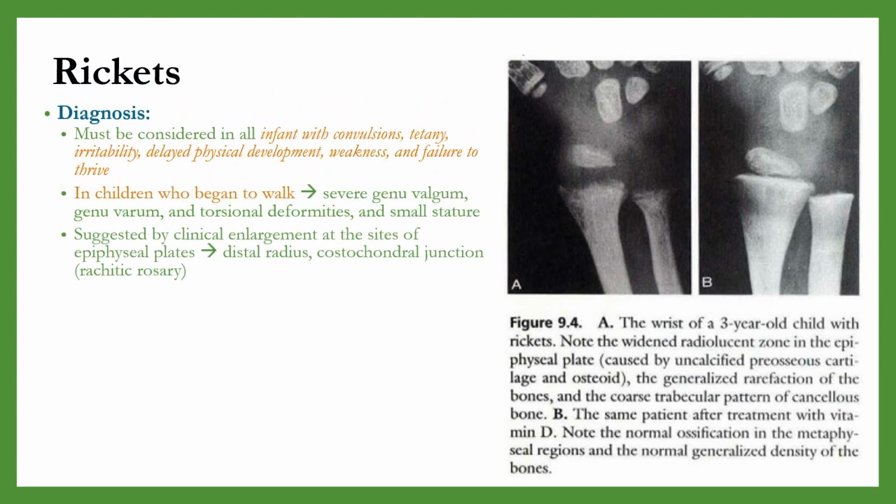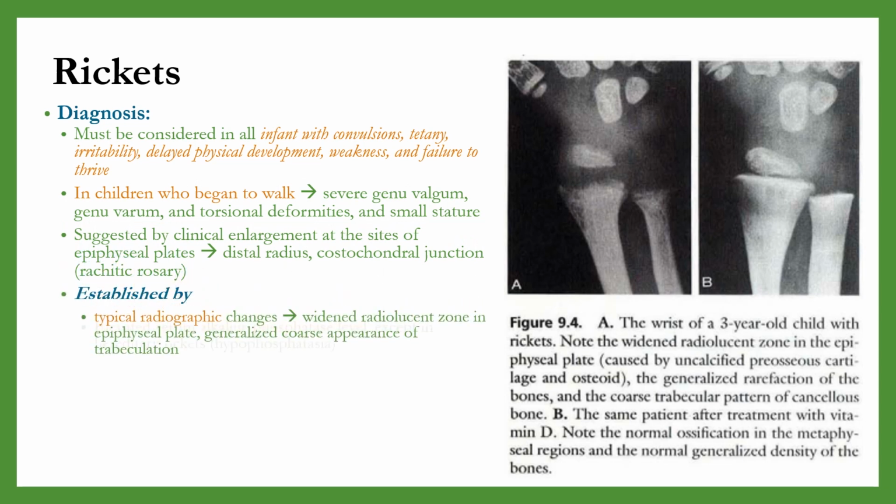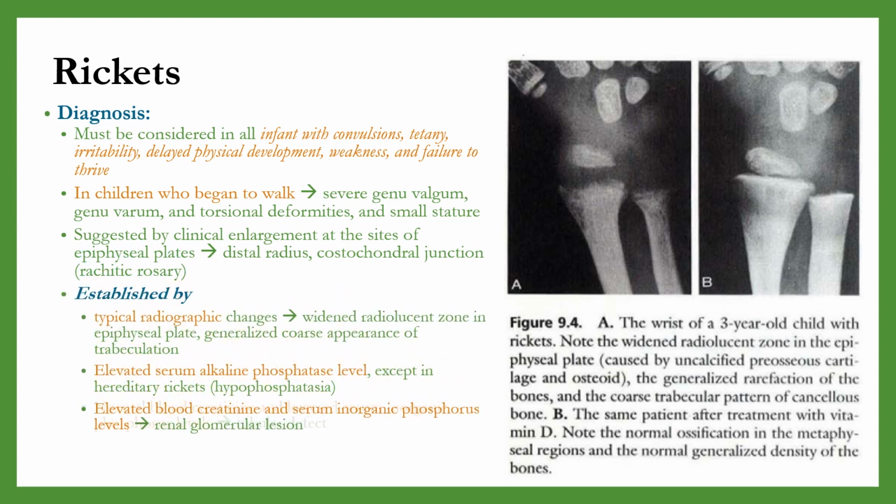Diagnosis of rickets must be considered in all infants with convulsions, tetany, irritability, delayed physical development, weakness, and failure to thrive. In children who begin to walk, there is severe genu valgum, genu varum, and torsional deformities, and also small stature.